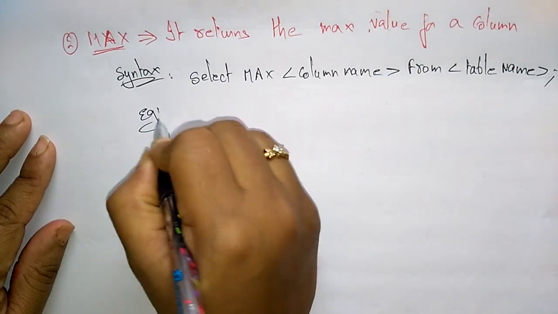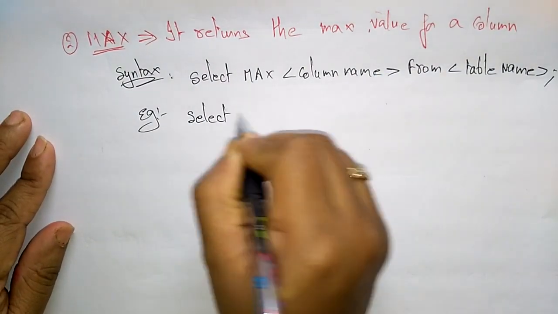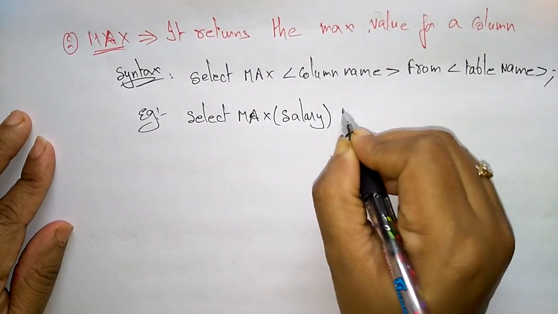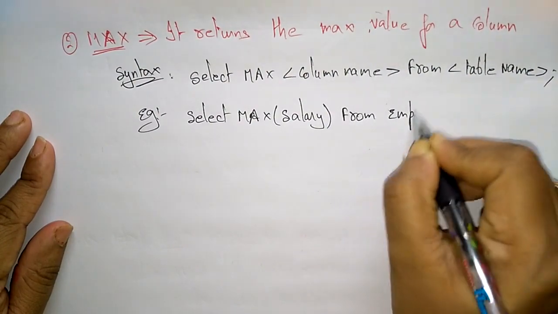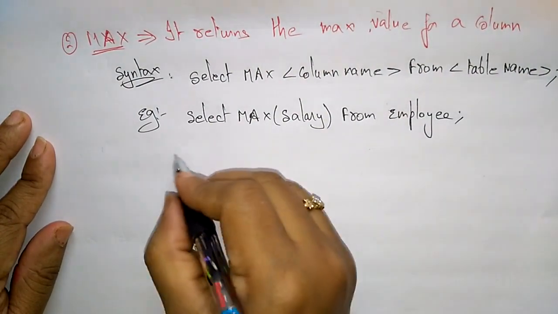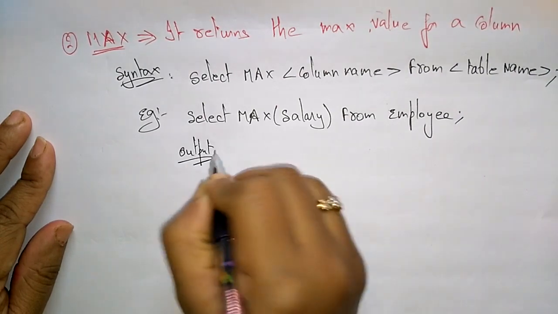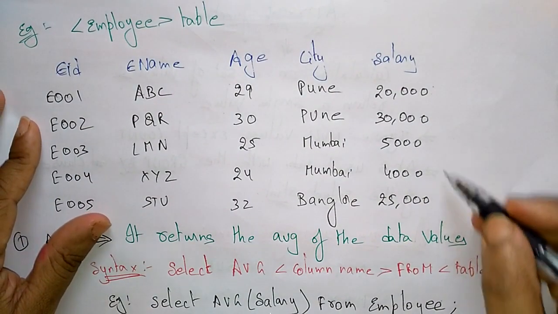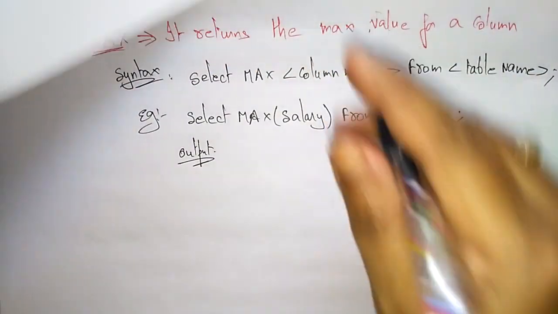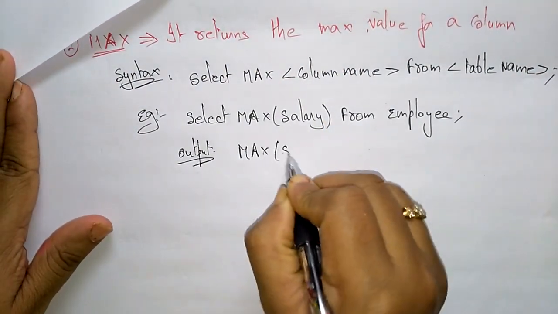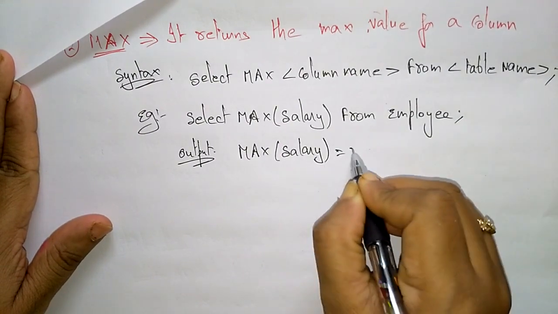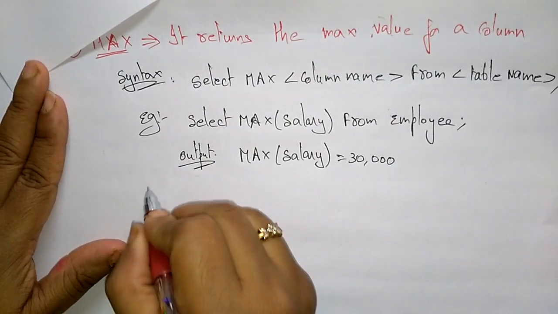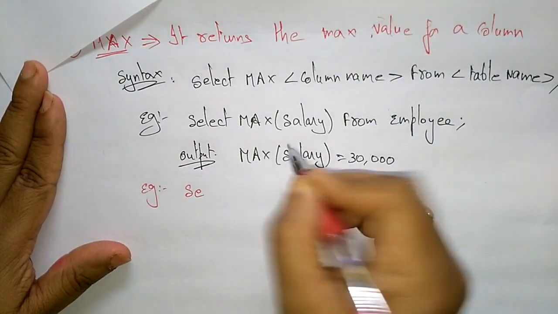For example, in the previous table I am going to select maximum of salary from the employee table. What will be the output? What is the maximum value here? 30,000 is the maximum value. So the output is maximum of salary equal to 30,000.